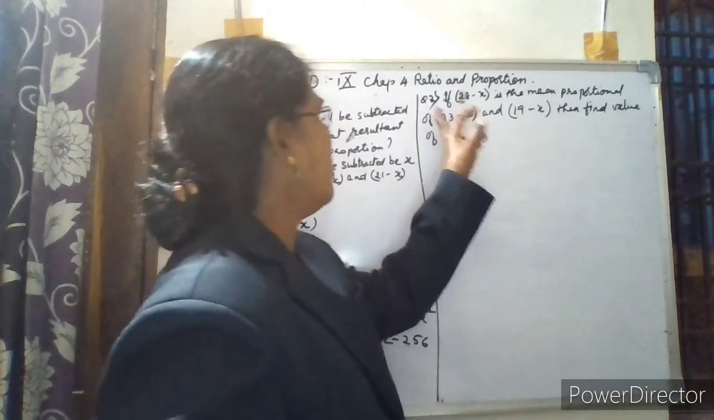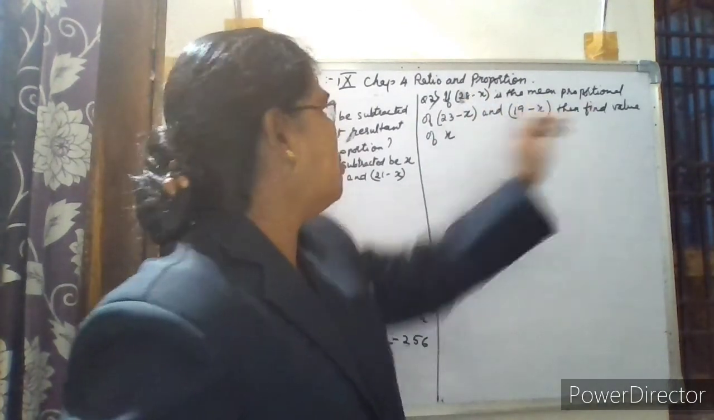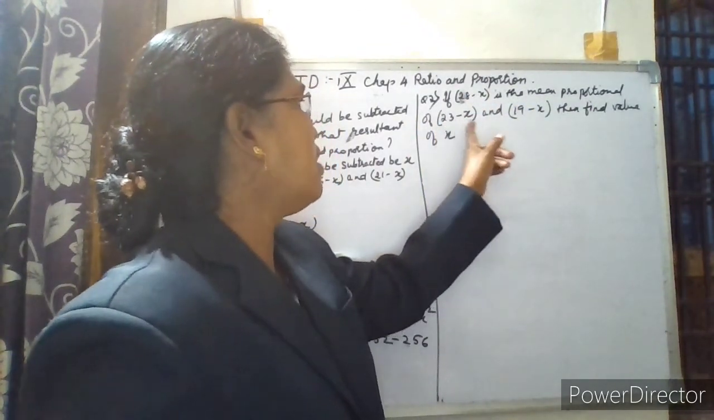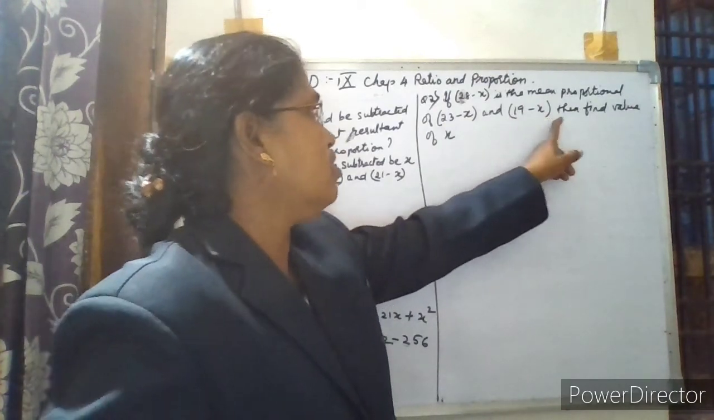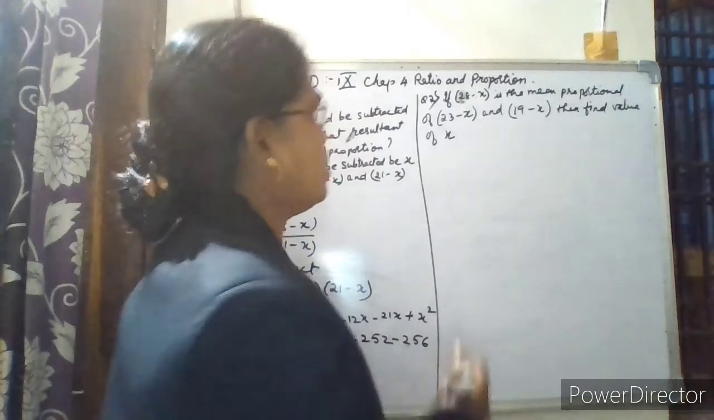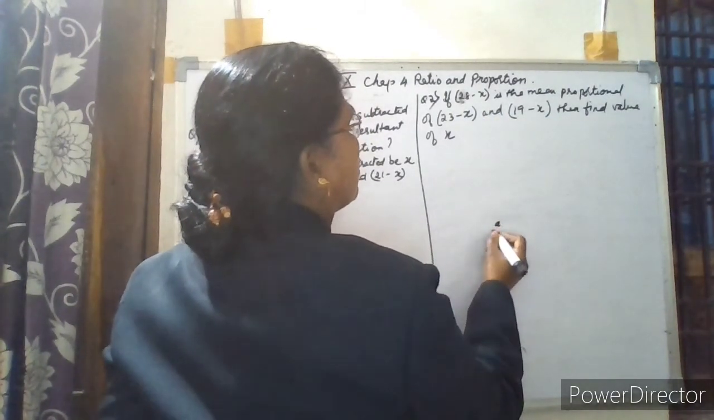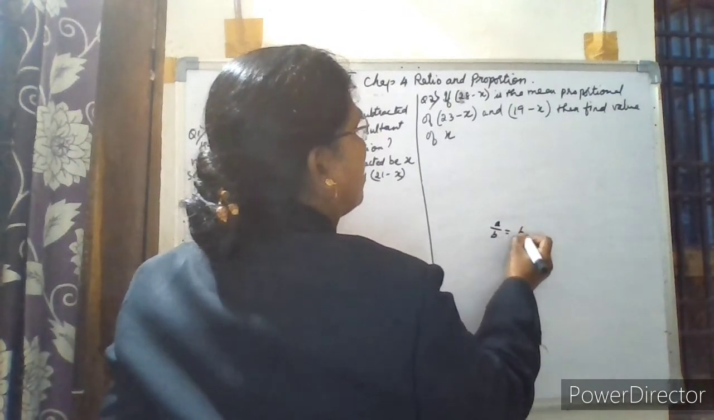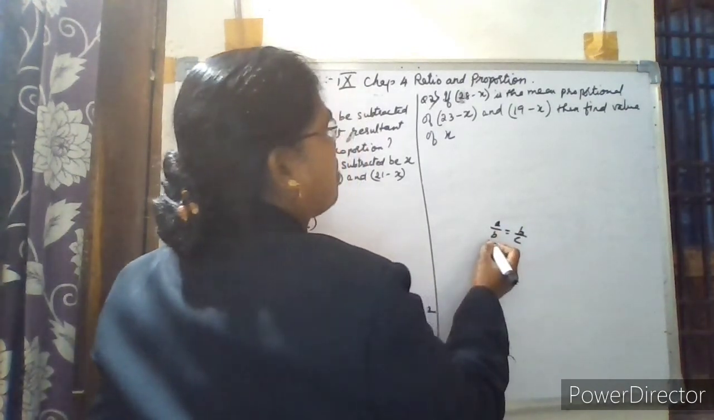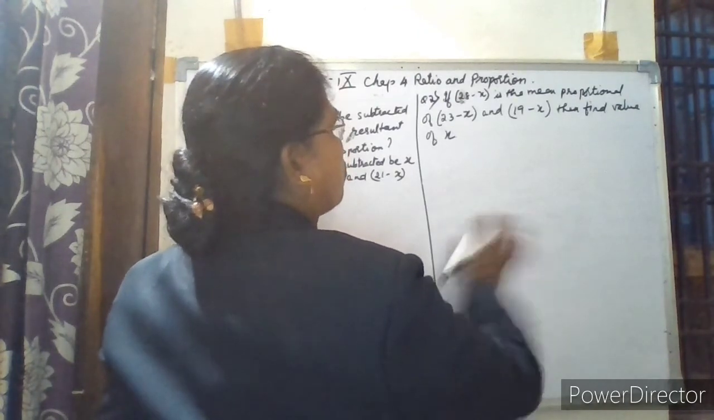Now let us solve the second question. If 28 minus x is the mean proportional of 23 minus x and 19 minus x, then find the value of x. This is just like the previous question here. If three numbers are in continued proportion, in this form a by b is equal to b by c, then b is called the mean proportion.